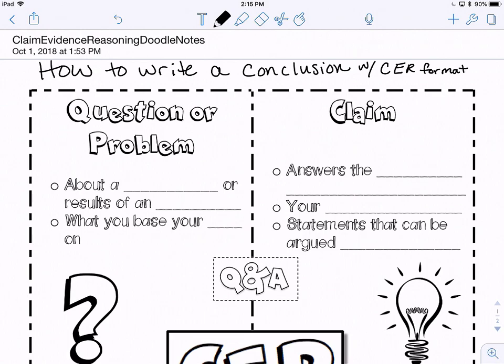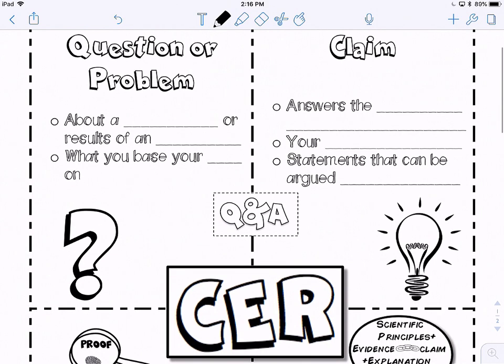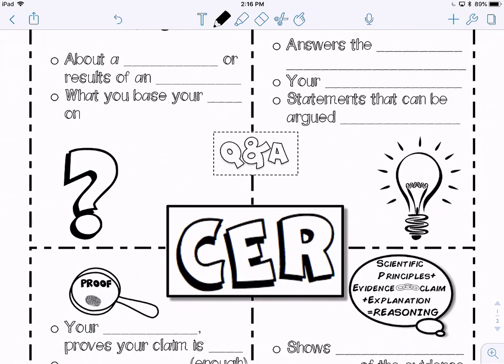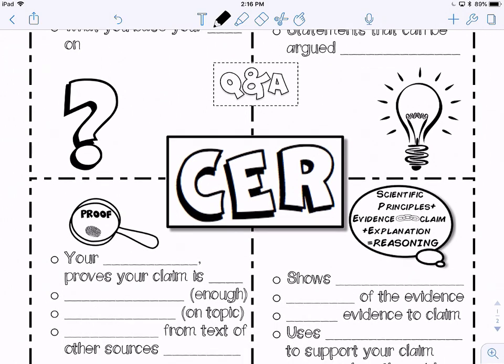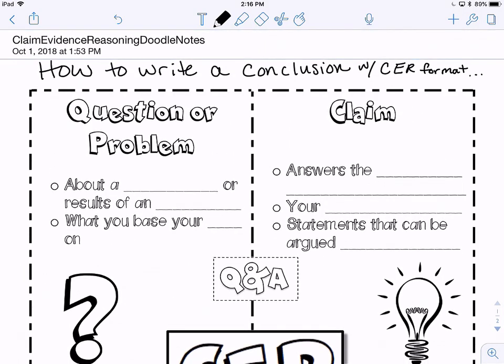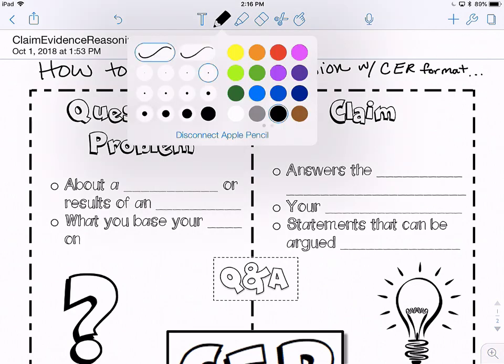So you have these lovely fill-in-the-blank notes. Please make sure you glued this page into your notebook. If you've lost it, start writing. So CER stands for claim, evidence, reasoning. Before we get to the claim or evidence, you have to first start with your problem.